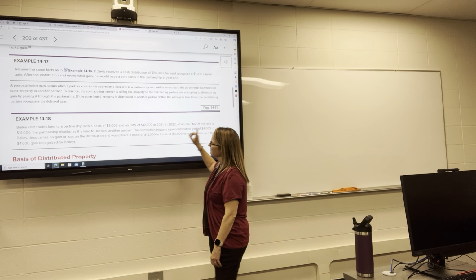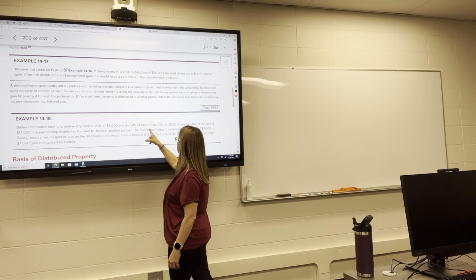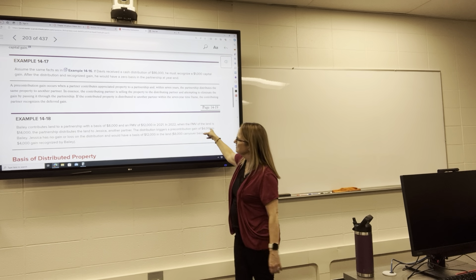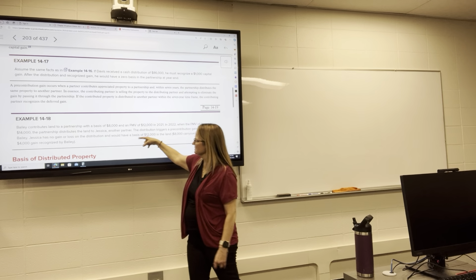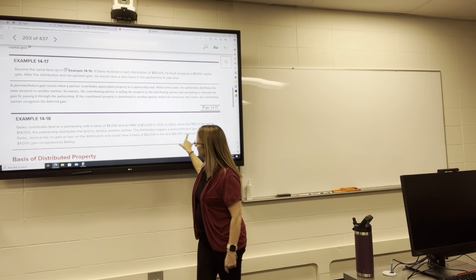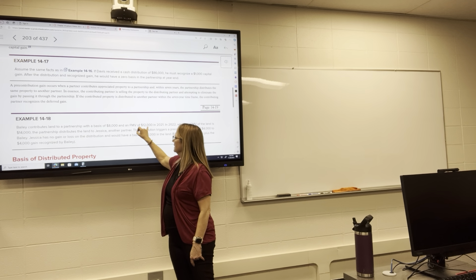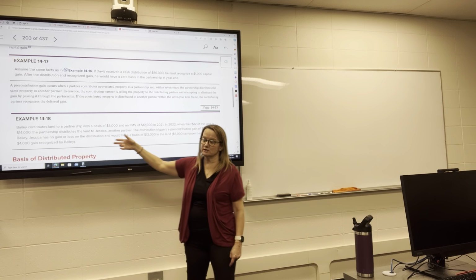So it's appreciated, had a basis of $8,000. It was appreciated, she contributed it. Fair market value went up to $14,000. So the gain on that is the difference between what her basis was and what the fair market value was on the date that she contributed it.